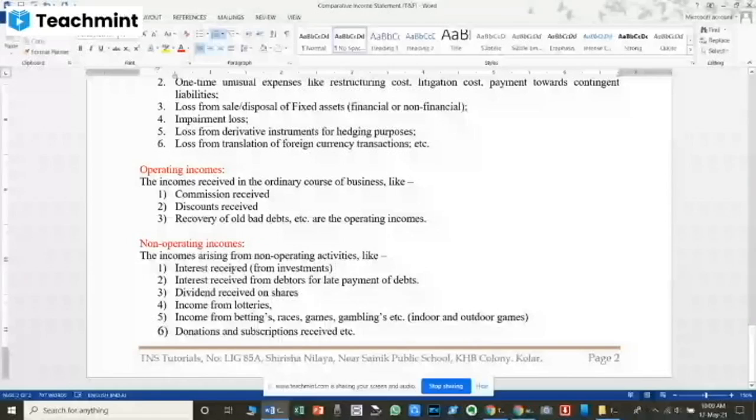Next, interest received from debtors for late payment of debts. In certain cases, debtors may not pay within the given due date, and they may request an extension of time. For the extended time, we being the traders charge interest. So the interest charged for the extended credit period is called interest received from debtors. That is also non-trading, keep in mind. Next, dividend received on shares, income from lottery, these are called casual incomes. The details of these casual incomes are to be studied in your income tax under income from other sources.